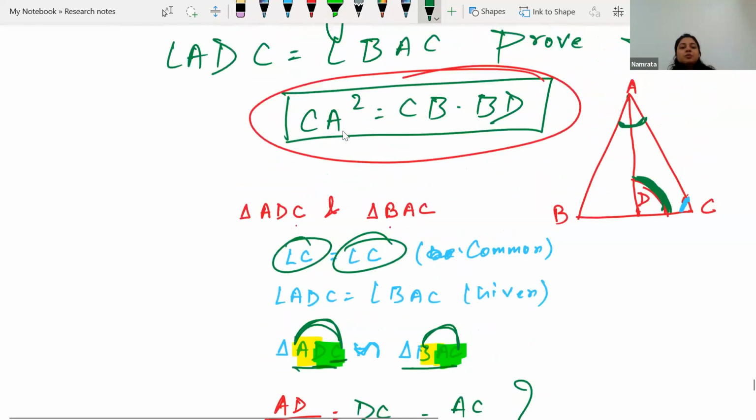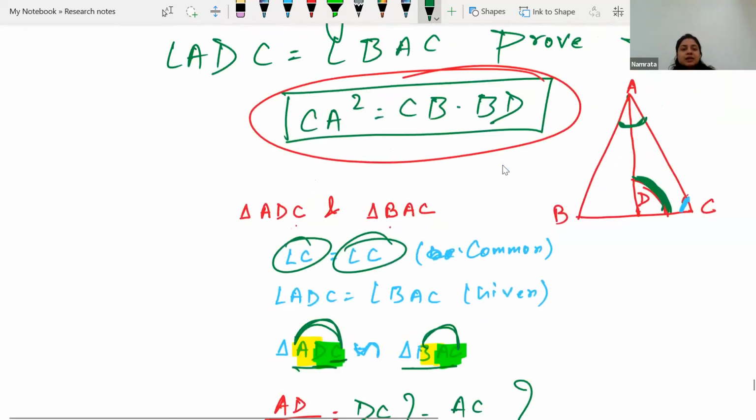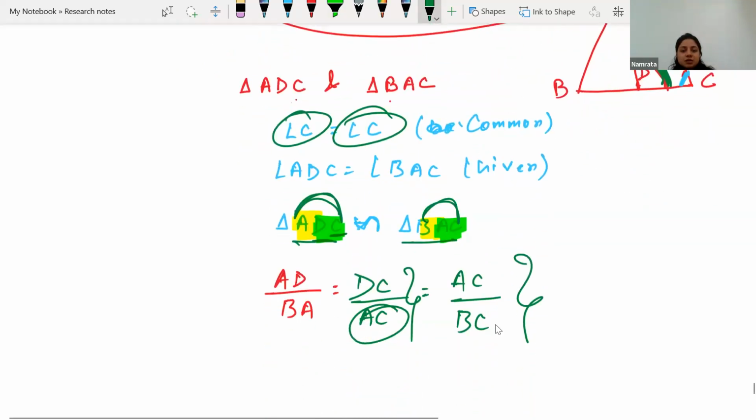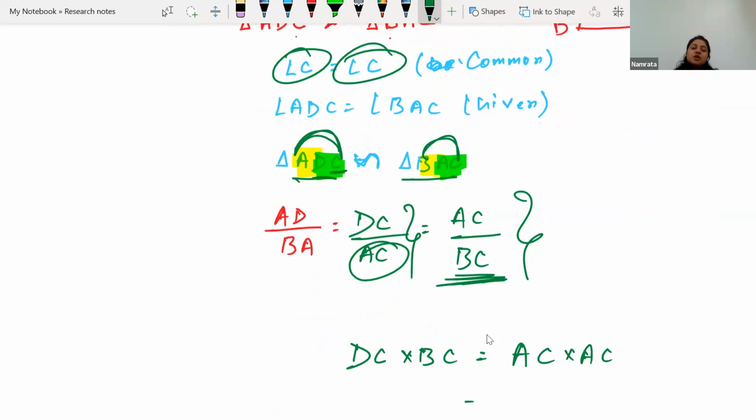Okay. So what we wanted to prove is CA square is equal to CB into BD. CA, where is CA? Here I can see it. So this ratio obviously we need to take, and BD also we need. So BD, where is BD? CB is there, I can see. So let's see whether these two green ratios are giving us anything or not. So DC is to BC is equal to AC is to AC. So we got CA square, we already got. What about the other part? CB into BD. DC into BC we are having.